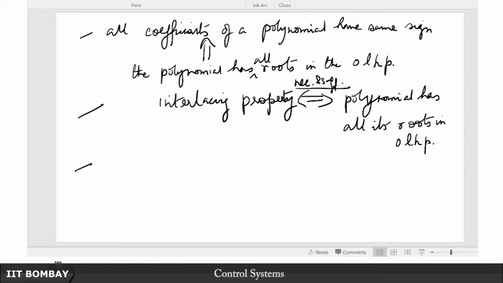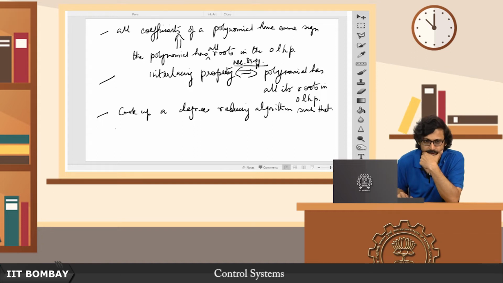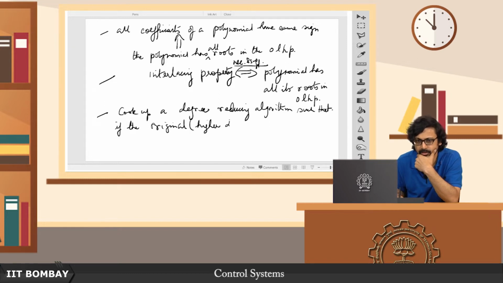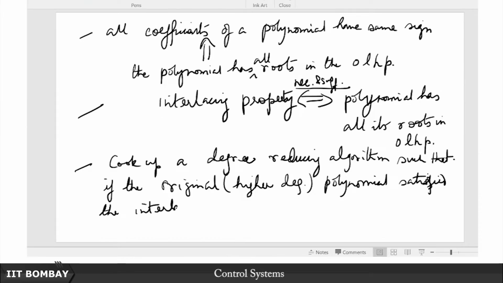In other words, what we then tried to do was cook up a degree reducing algorithm, okay, such that if the original, which is the higher degree polynomial, satisfied the interlacing property, then so would the reduced degree polynomial.